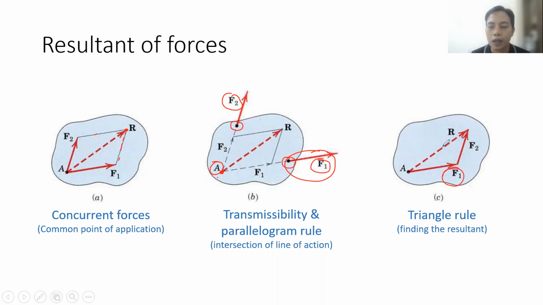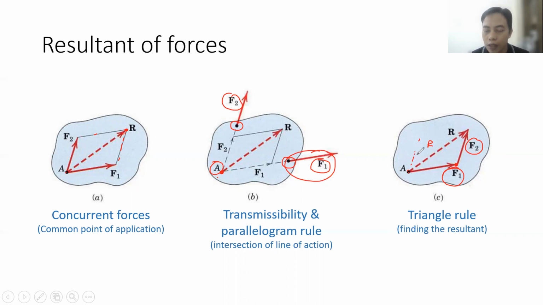Then we can redraw F2, but here we don't use the parallelogram rules. Instead of using parallelogram rules, we move F2 to the head of F1 so that the tail of F2 coincides with the head of F1. Then by doing so, we can obtain the resultant of forces F1 and F2.